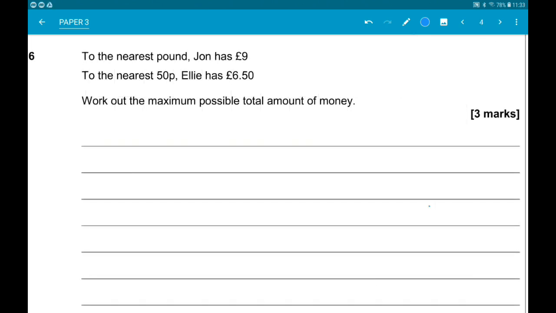Number 6, to the nearest pound, John has £9. To the nearest 50p, Ellie has £6.50. We want to work out the maximum possible total amount of money. So really this is error intervals. However, it's a bit different when we come to our upper bounds. So the smallest amount of money John can have is £8.50.